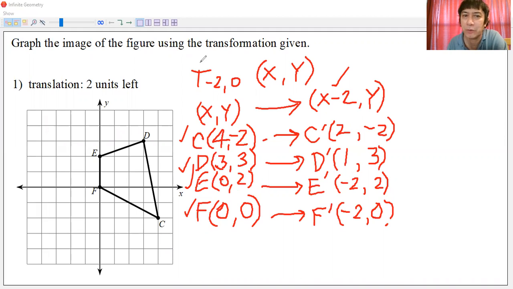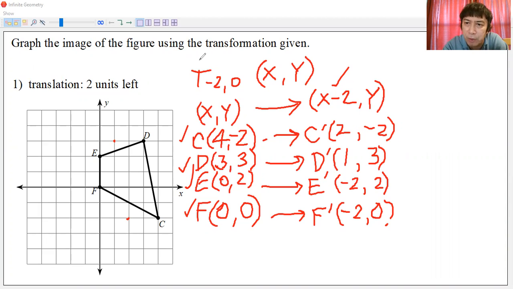Let us now draw. Let's have it on the screen. So this will be 2, negative 2. So that should be 2, negative 2. It's over here. Our D prime, 1, 3. So that will be, where's this? 1, 3. It must be this point over here. I hope you can see the red dot that I made. It's at 1, 3.